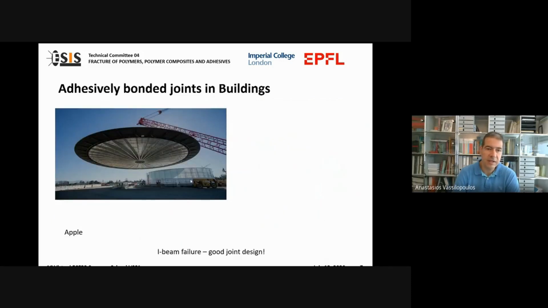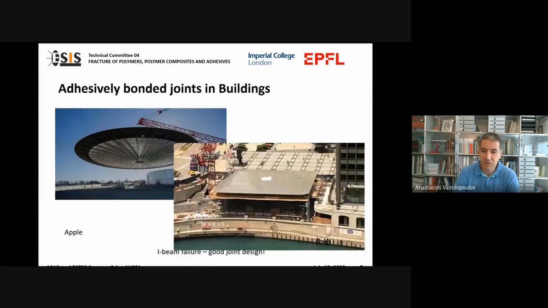And of course, this is not a UFO. This is the roof of the Apple campus in California. And this is made by using carbon composites, of course, glued together again. And of course, you recognize this. This is not a MacBook, but this is again the roof of the building. If I'm not wrong, this is the building of Apple in Chicago.